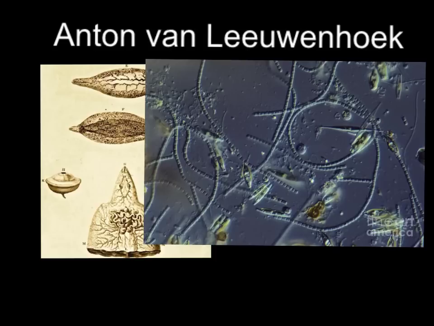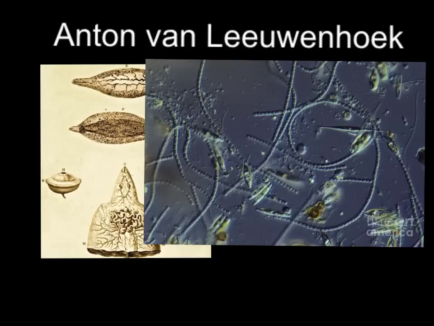Our lowest power is 40 times magnification, which is probably about what Leeuwenhoek and Robert Hooke were experiencing. And even with that, you can see things like the algae that's represented here. You can also see some of the diatoms and things that are in the water. So there's plenty of things that you can see under the microscope, even on low magnification. That's the stuff that Leeuwenhoek was witnessing under the microscope.